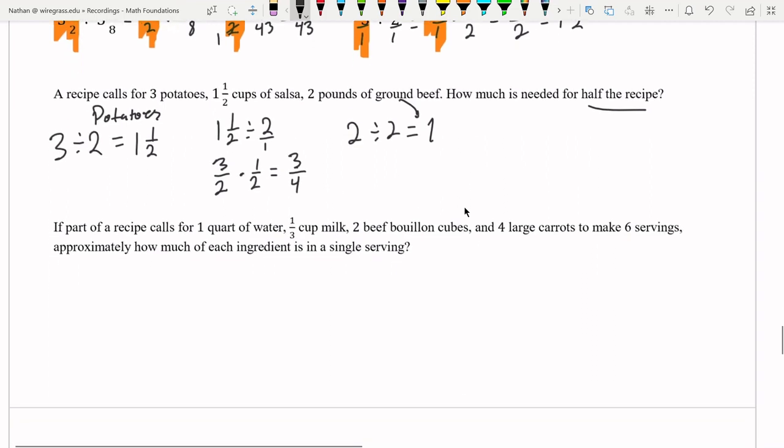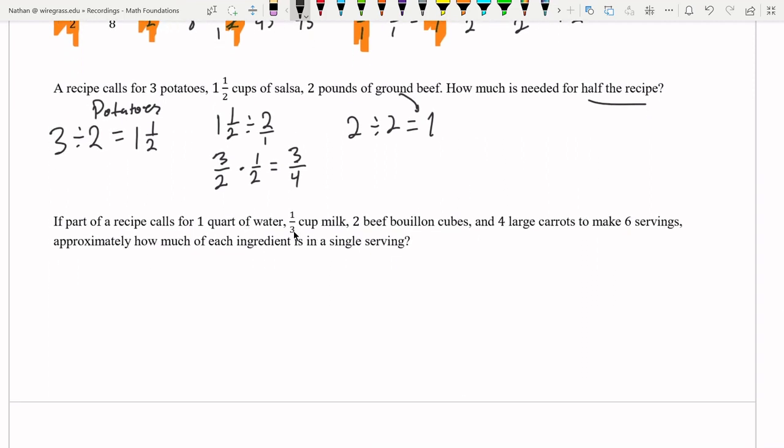Now, if part of the recipe calls for 1 quart of water, 1/3 cup milk, 2 cups beef bouillon, and then 4 large carrots to make 6 servings, approximately how much of each ingredient is in a single serving? Well, if they make 6 servings, then all we need to do is divide each one of these by 6, because you're going to have 1/6 of each ingredient in a single serving. So we're going to have 1 divided by 6, which is going to be 1/6 quart water.